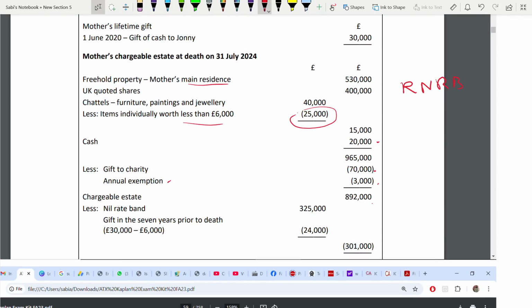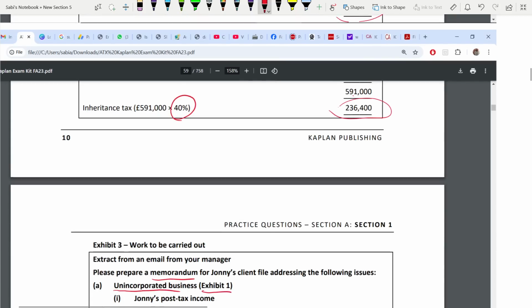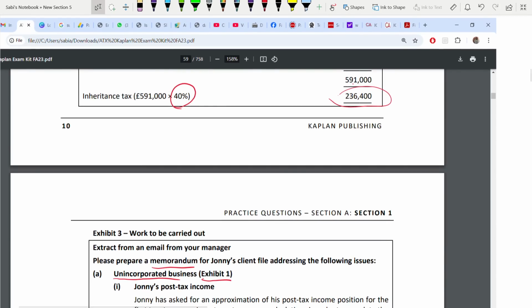Then chargeable estate value. Nil rate band is this. There is a gift that was made, which is deducted. This is the possible nil rate band. So on this, you have calculated 40%. Even this rate might be different if you are giving something to charity. Could be 36% also. We'll see. This is the inheritance tax. This is wrong. So now we'll correct it.